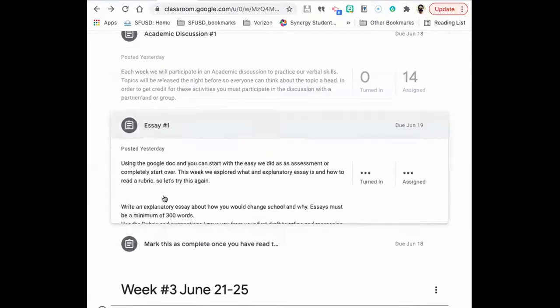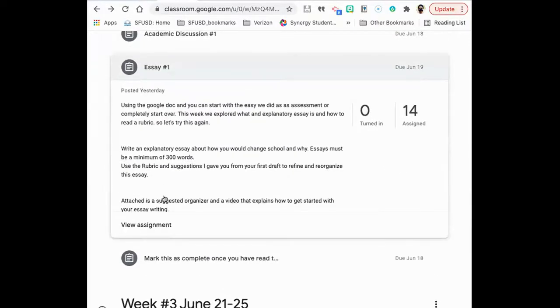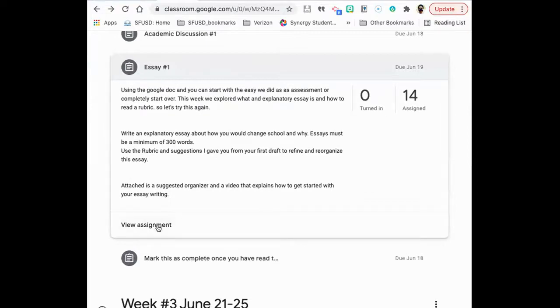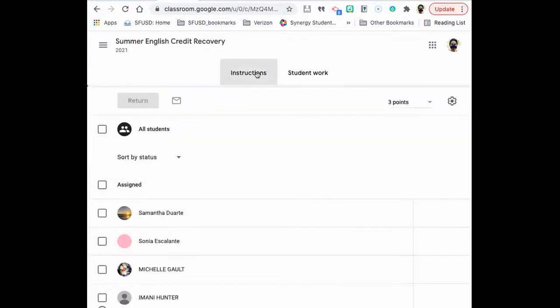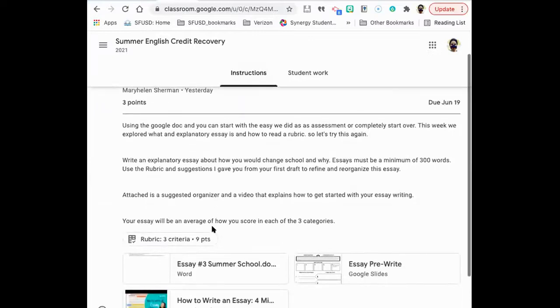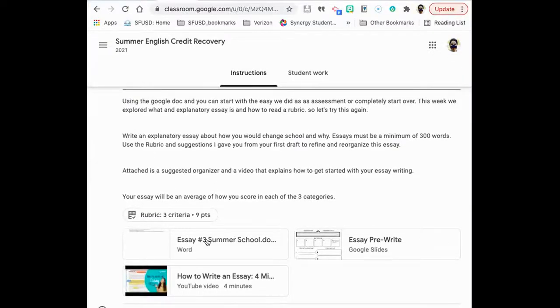Academic writing. So the first one we're doing is an explanatory essay. You have all of the instructions written out for you about how to use this. You're going to write your essay here. We're going to go through how to do a pre-write, which is kind of using an organizer to organize your thoughts. There's also an explanation.